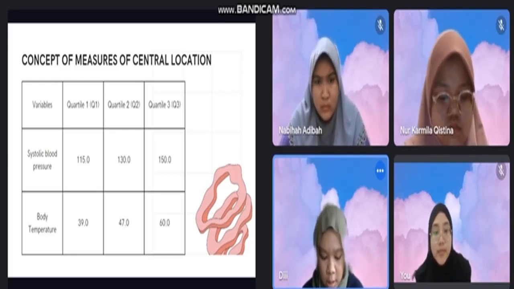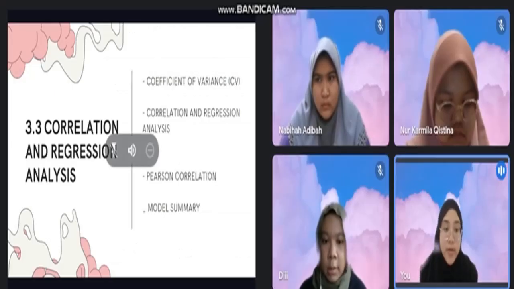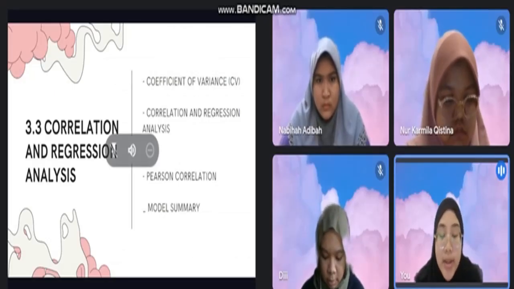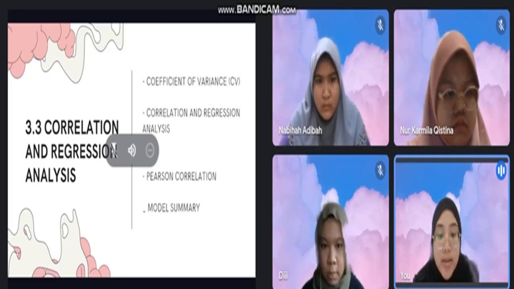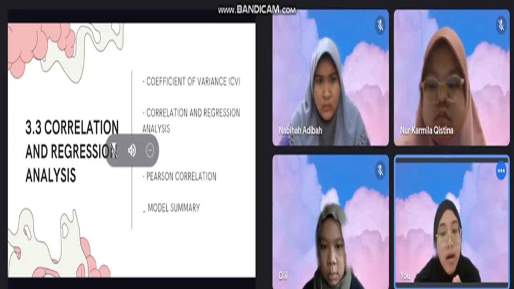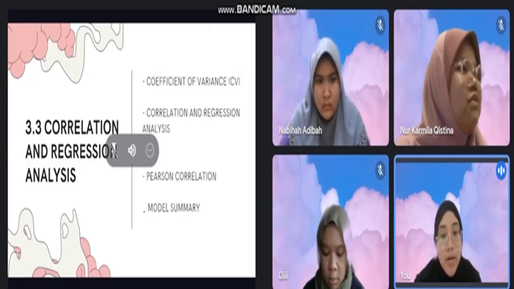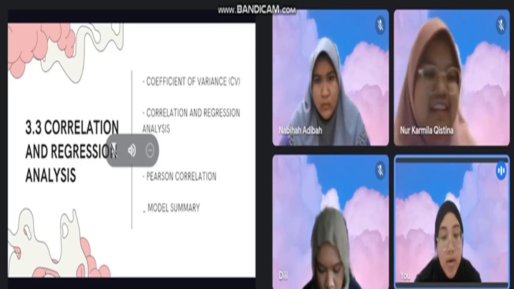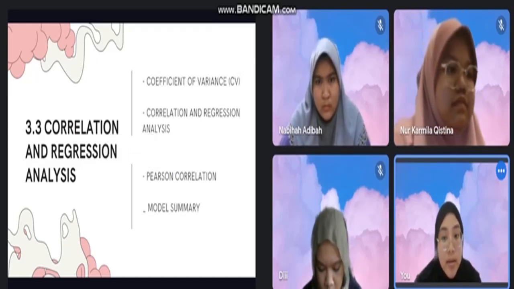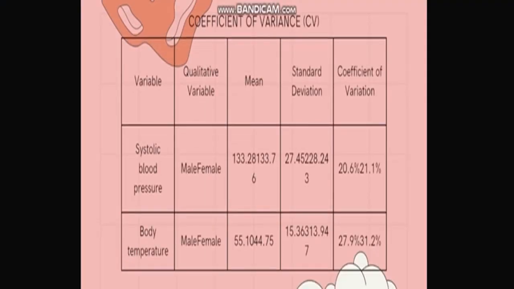Next, for the 3.3, it will be explained by Imanina. For 3.3, correlation and regression analysis, there are four subtopics that I will further explain, which are firstly coefficient of variance, second correlation and regression, third Pearson correlation, and last but not least model summary. For the first one, coefficient of variance.